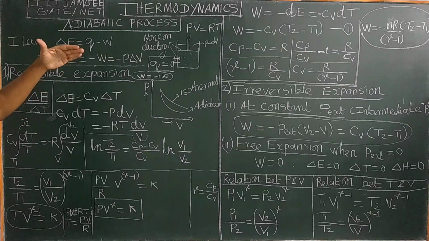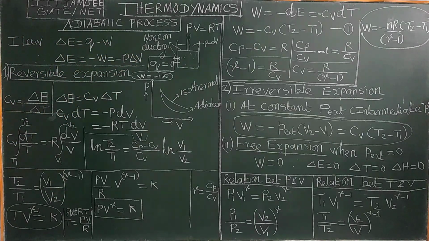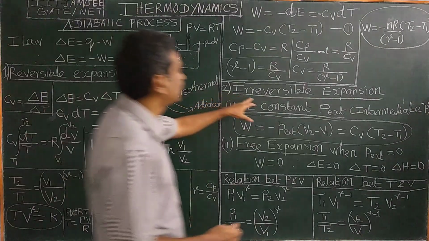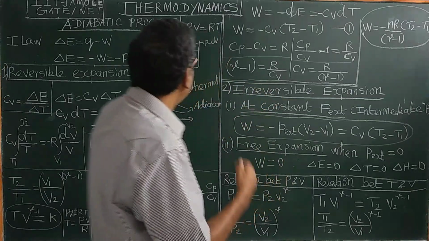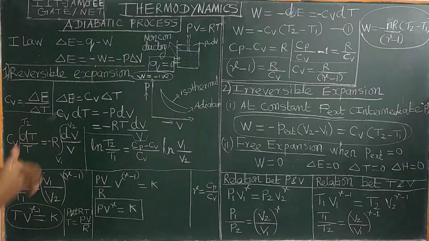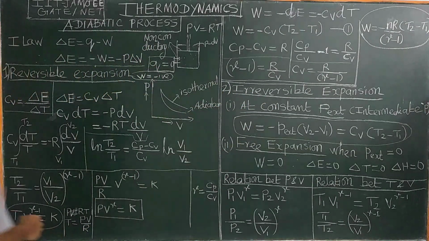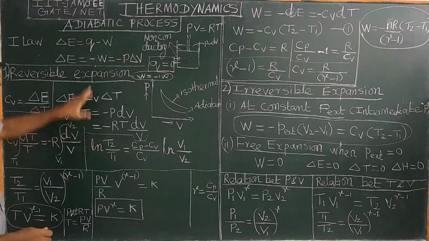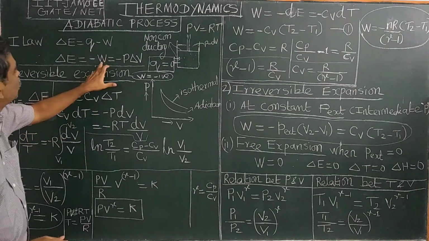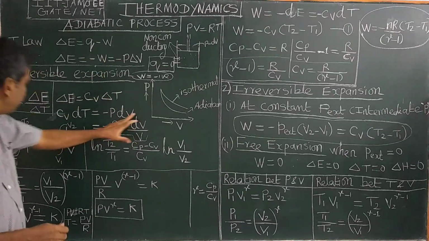The reversible process is a slow process, whereas an irreversible expansion cannot be reversed back. It cannot be reversed back. But here you can go back to its original state. Here you cannot go back to its original state. Now, delta E, according to the definition of molar heat capacity, is CV dT for an infinitesimal change, and you know that delta E equal to minus W. Therefore, minus P dV.